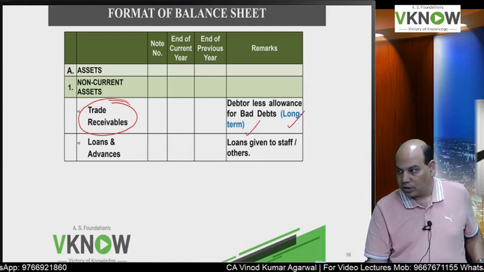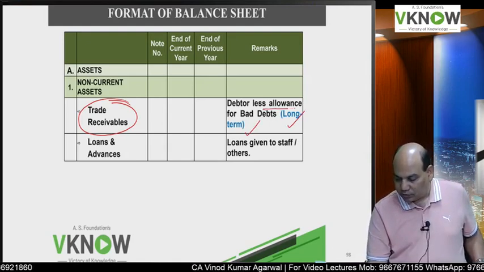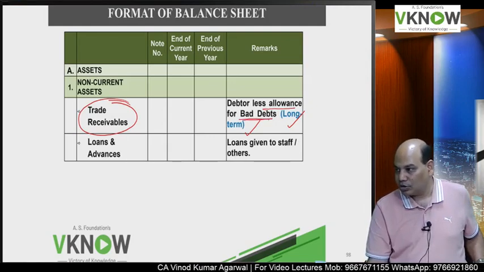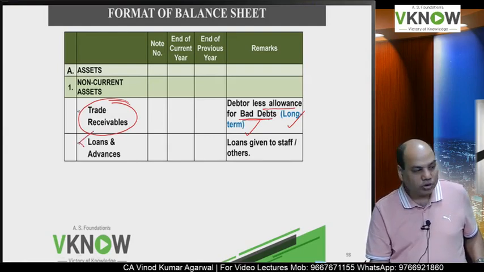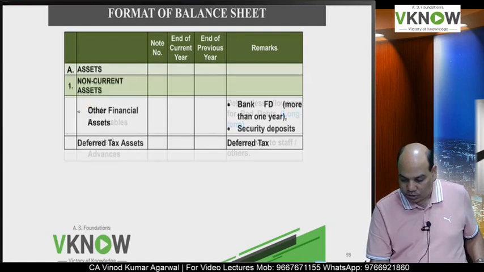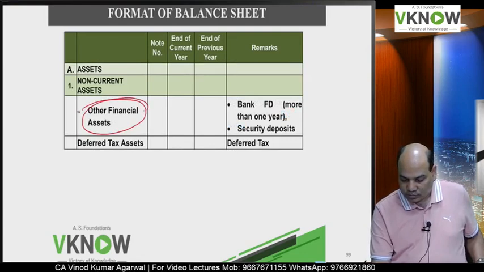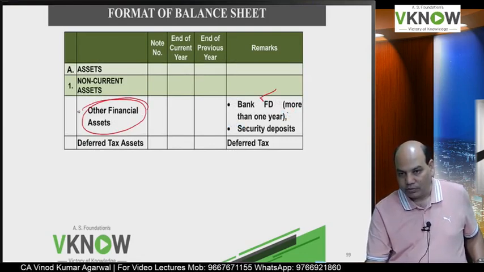So debtors will come here, less allowance for bad debt. Any allowance for bad debt, or what we call now impairment loss, will be deducted. Then loans and advances, for example loans given to staff, loans given to others, and other financial assets. Under other financial assets we have bank FD, but it should have a maturity of more than 1 year.